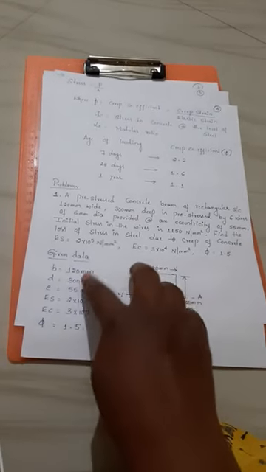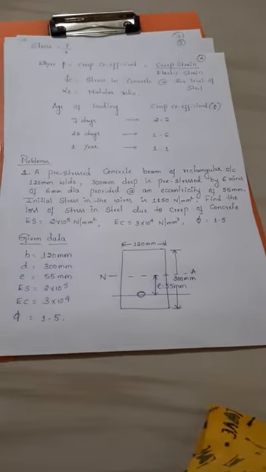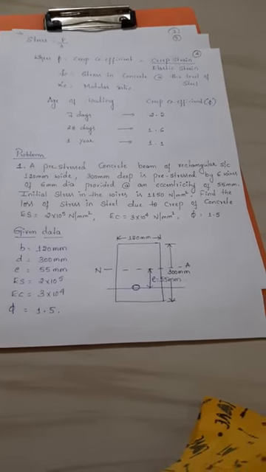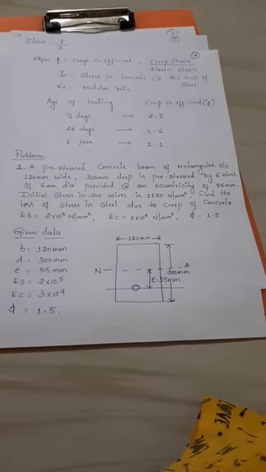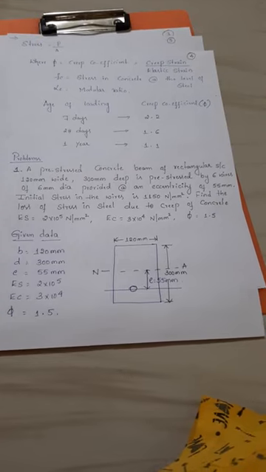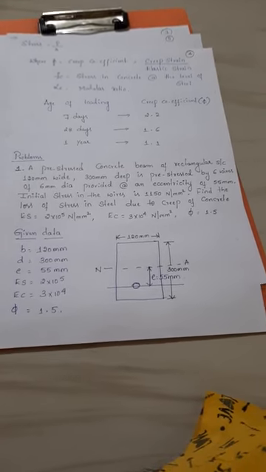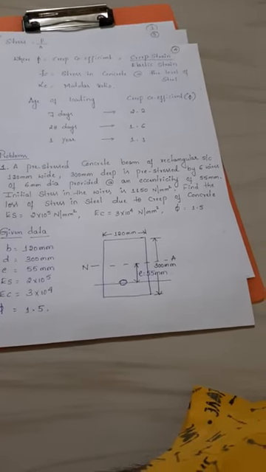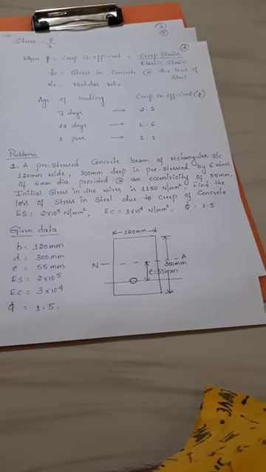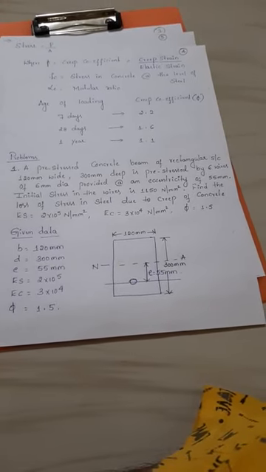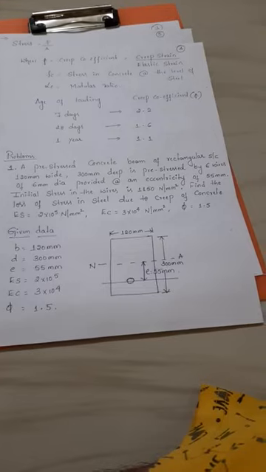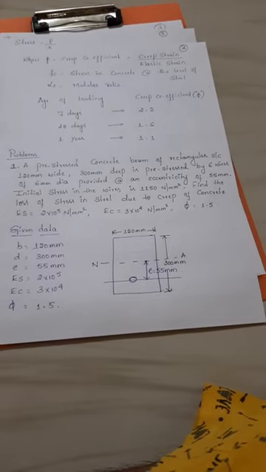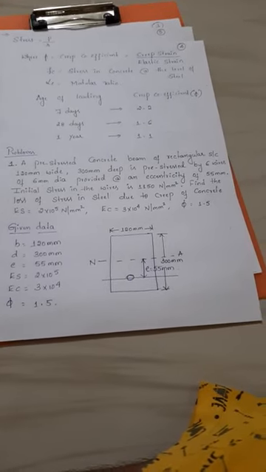First, write down all the given data. Breadth is 120 mm and depth is 300 mm, and the eccentric distance is also given, that is 55 mm. Young's modulus of the steel is 2 into 10 to the power of 5, and Young's modulus of the concrete is 3 into 10 to the power of 4. The phi value, the creep coefficient, is also given, that is 1.5.